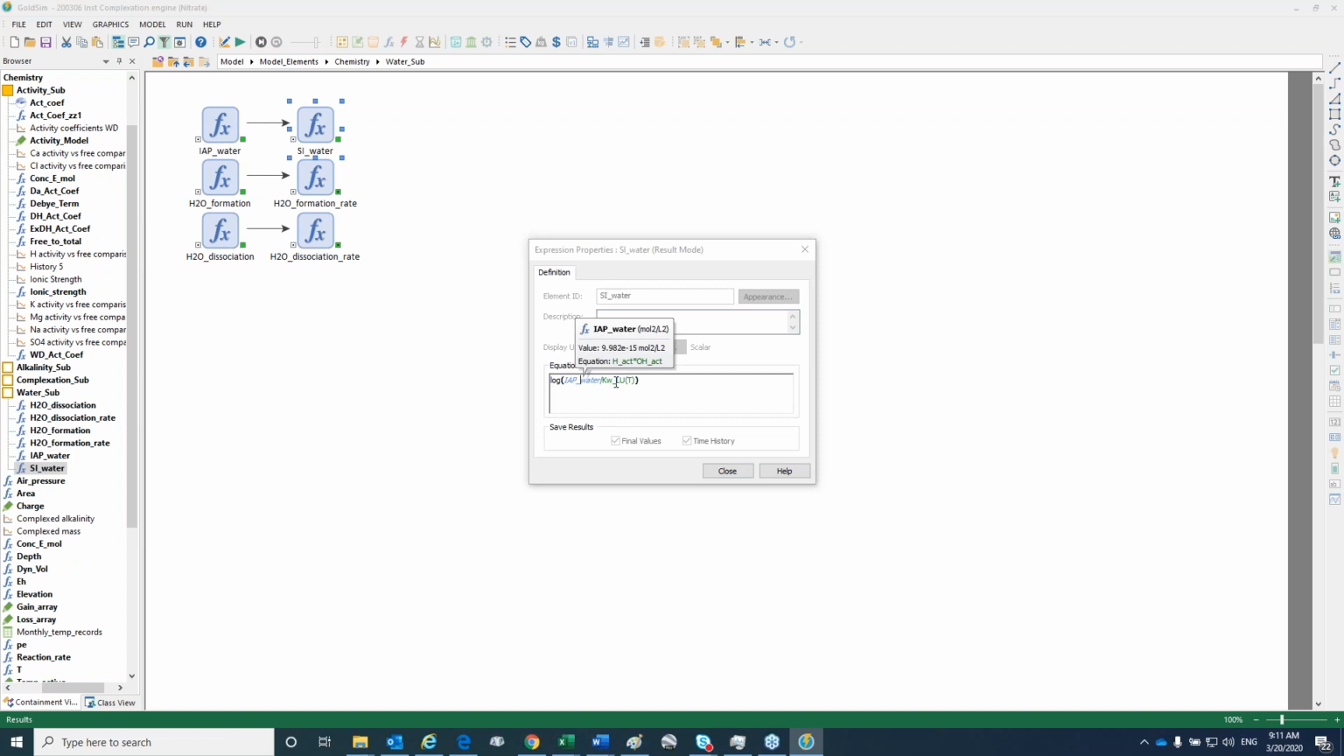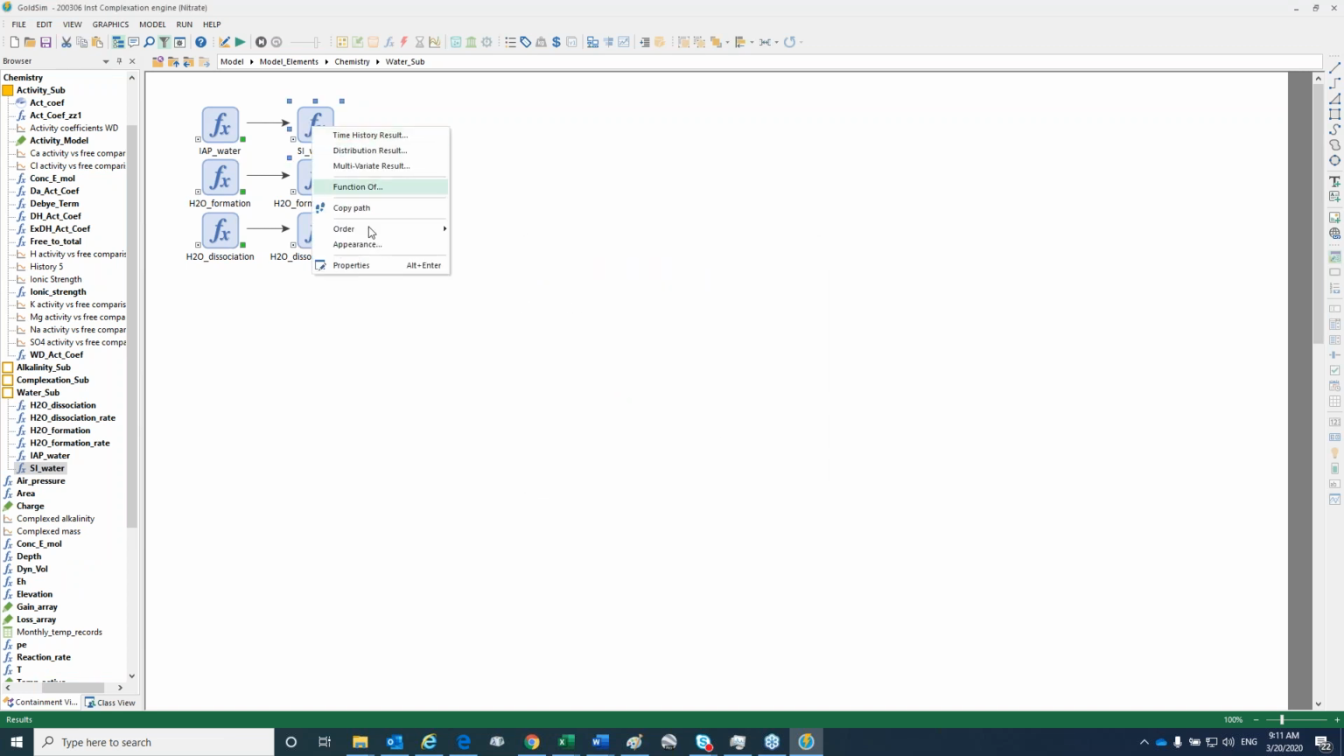So this isn't really very complex stuff at this point. This is just the ion activity product divided by the kW for water. That doesn't, I think, lead into anything. It's just a separate indicator of what's actually happening.